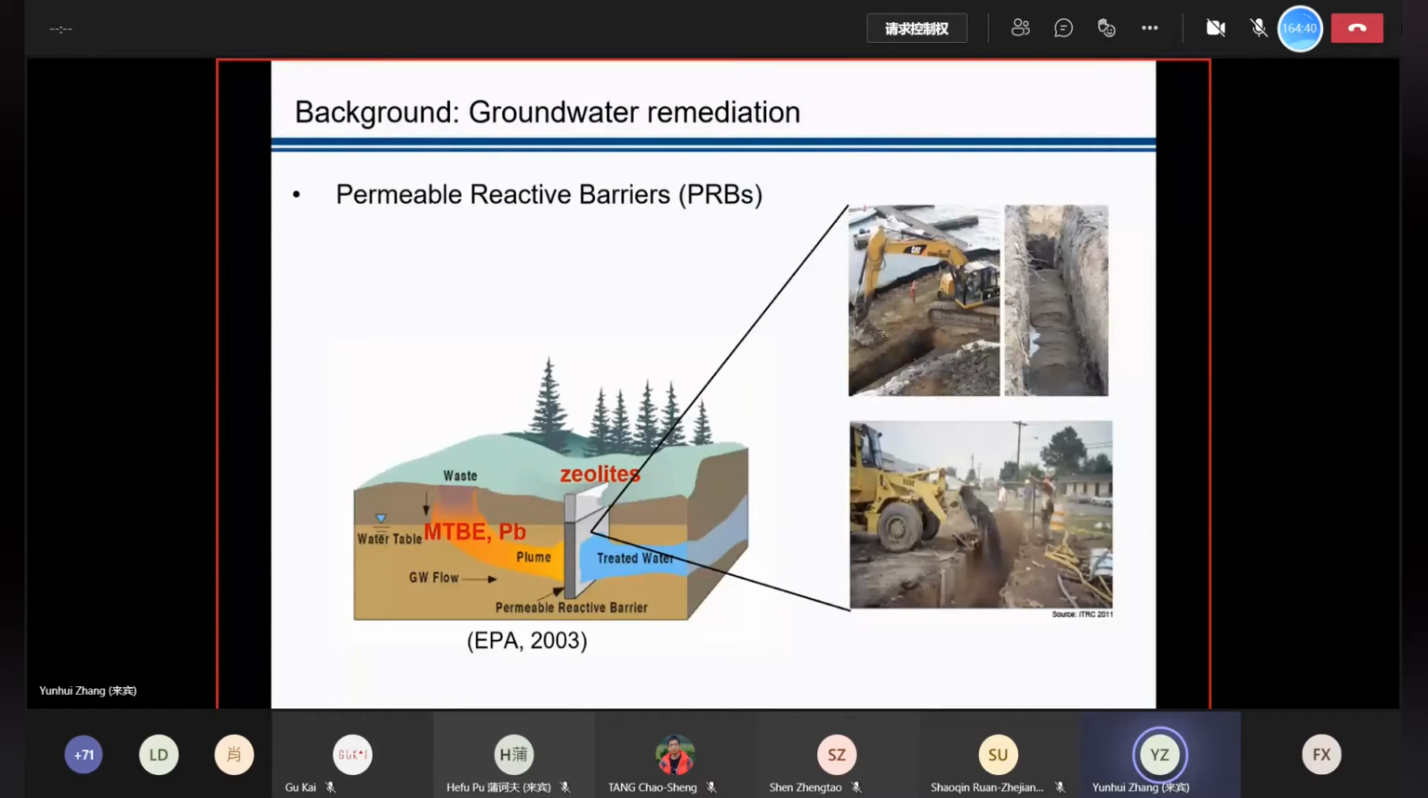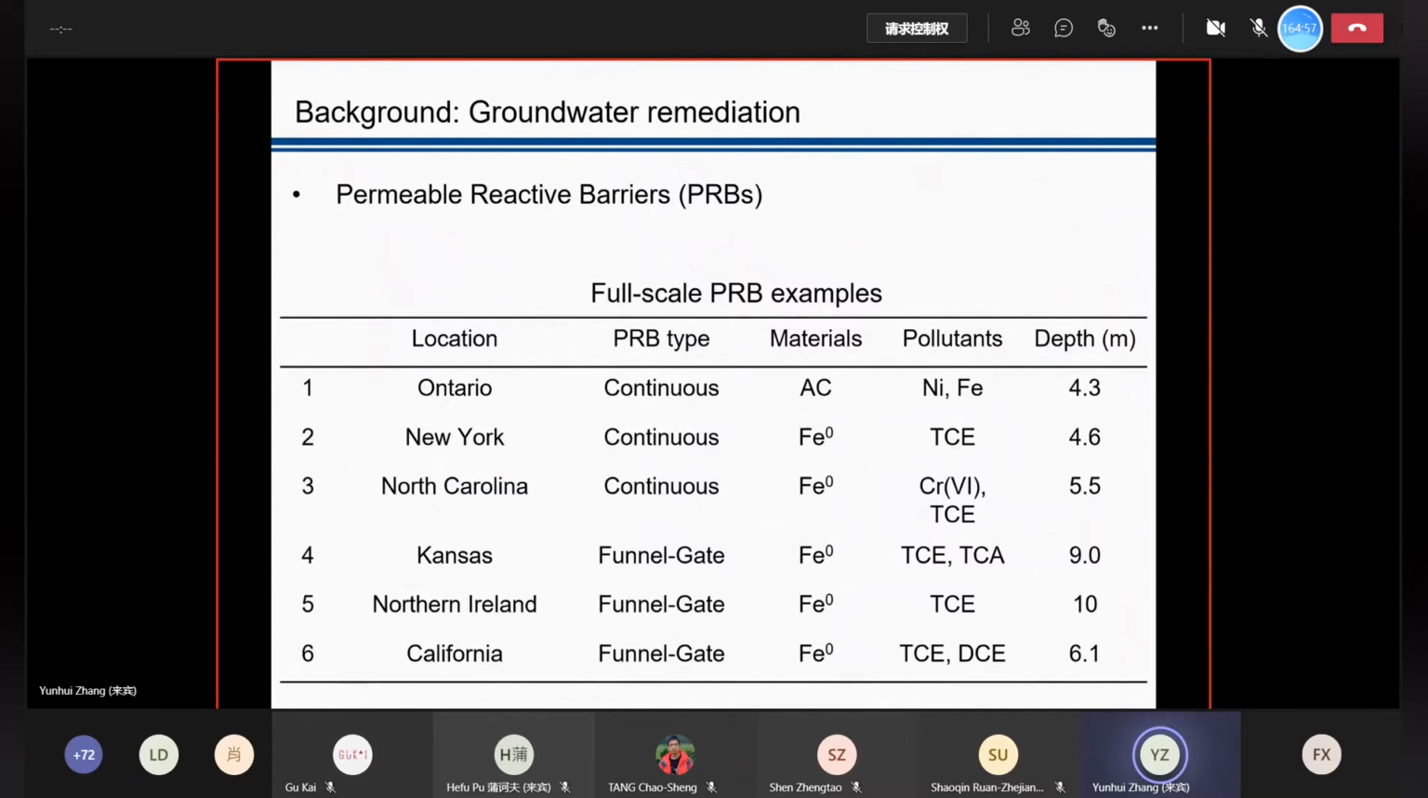In this study, I used zeolites as reactive materials. Actually, zeolites are not very common reactive materials in previous studies or practical applications. Basically, in practical applications, ZVI, zero-valent iron, is the most frequently used reactive medium due to its strong ability to degrade pollutants. But it also has obvious shortcomings because it can form precipitates and other secondary byproducts, causing the PRB clogging or failing.